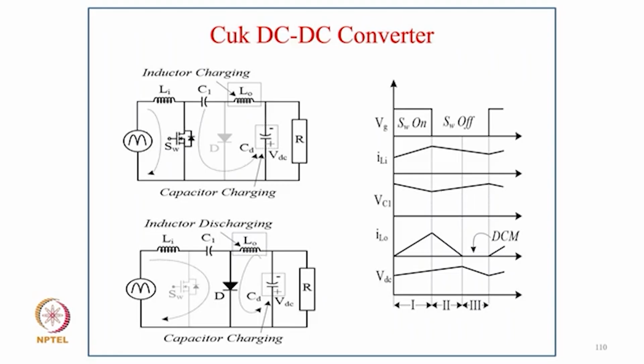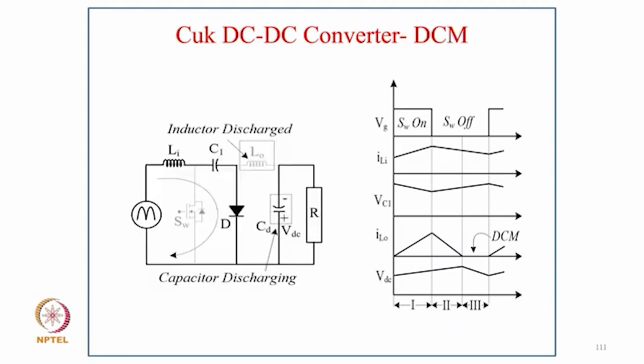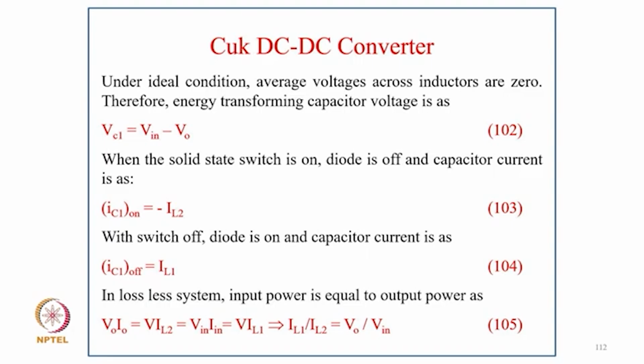In discontinuous conduction, we have a third mode, which is typically when neither of the two diodes is conducting. So here you can clearly see how this opens. Now coming to the Cuk converter analysis under ideal conditions, the average voltage across the inductors is 0.